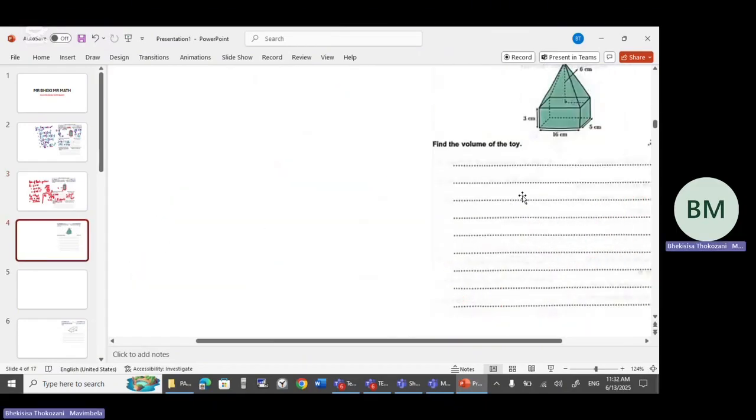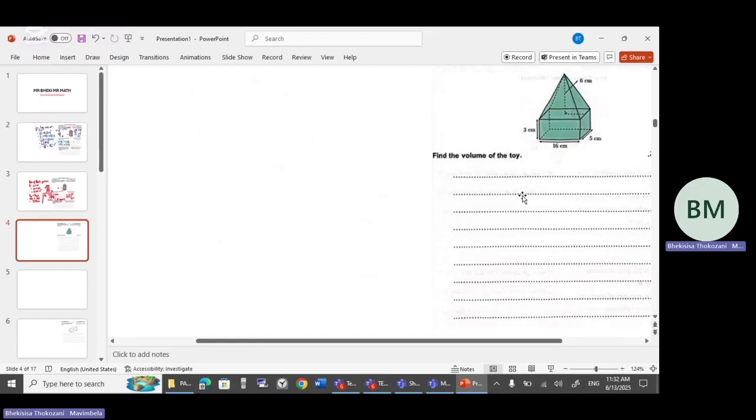And here we are looking for a volume of this toy. So in this case, again, we need to ask ourselves, this looks like a composite figure. We need to ask ourselves, what is it that we are looking for here? And it looks like we have 2 things. We have a pyramid, which is right on top. This part here looks like a pyramid.